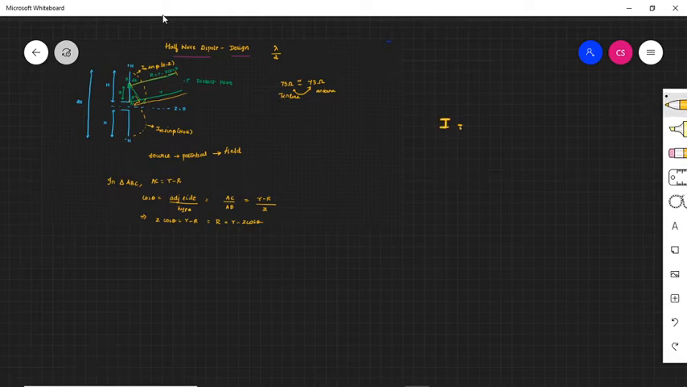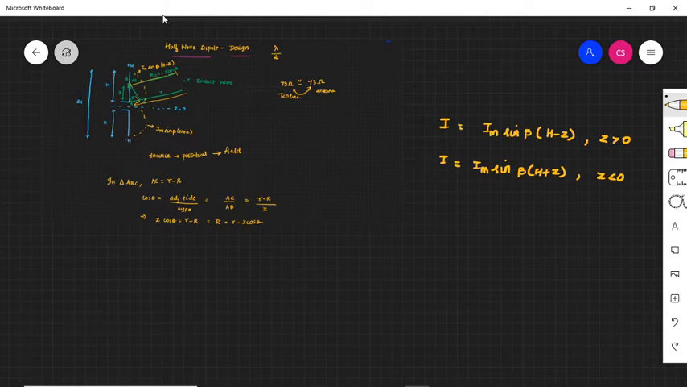We can write current I is equal to Im sine of beta into H minus Z when Z is greater than 0, and we can write I is equal to Im sine beta into H plus Z when Z is less than 0, where Im, as I already said, is the maximum current of the current element.